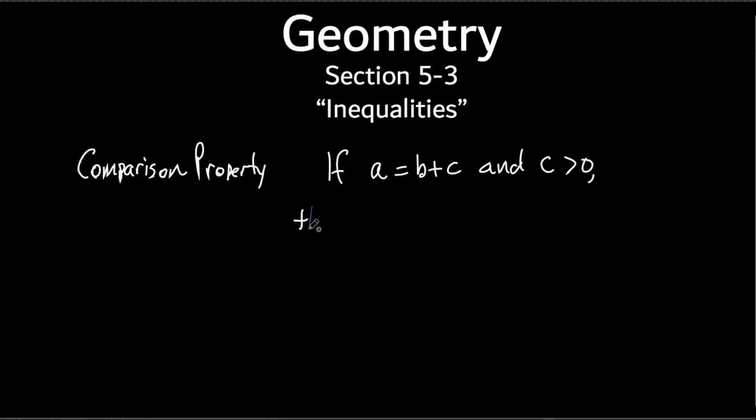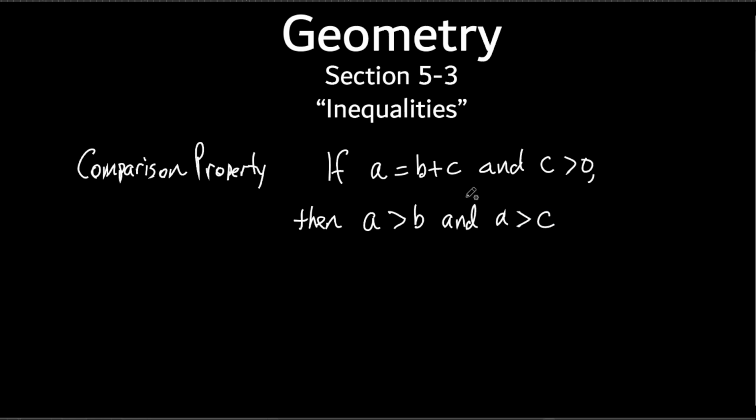This is called an if-then statement. We do a lot of these in geometry. A lot of properties, theorems, postulates, and things like that are if-then statements. So if this stuff is true right here, then A is going to be greater than, that's my inequality. Do you remember that from your algebra days, right? Less than, greater than, that kind of stuff. That's the greater than. So A is greater than B, okay? And you could also say that A is greater than C.